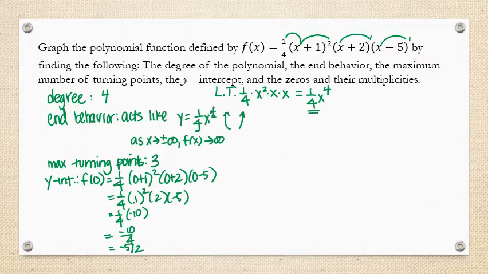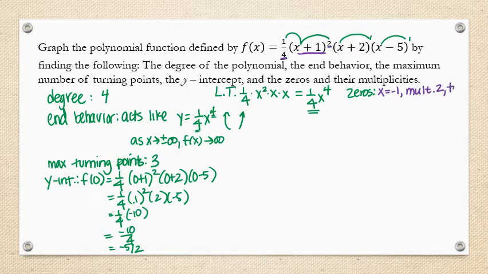To find the zeros and their multiplicity. So the zeros of a function are, again, those x-intercepts where the function is going to equal 0. So I look at each factor. So 1/4 can never equal 0. I'll do this in purple. X plus 1, that's going to equal 0 when x is negative 1, and that has a multiplicity of 2.